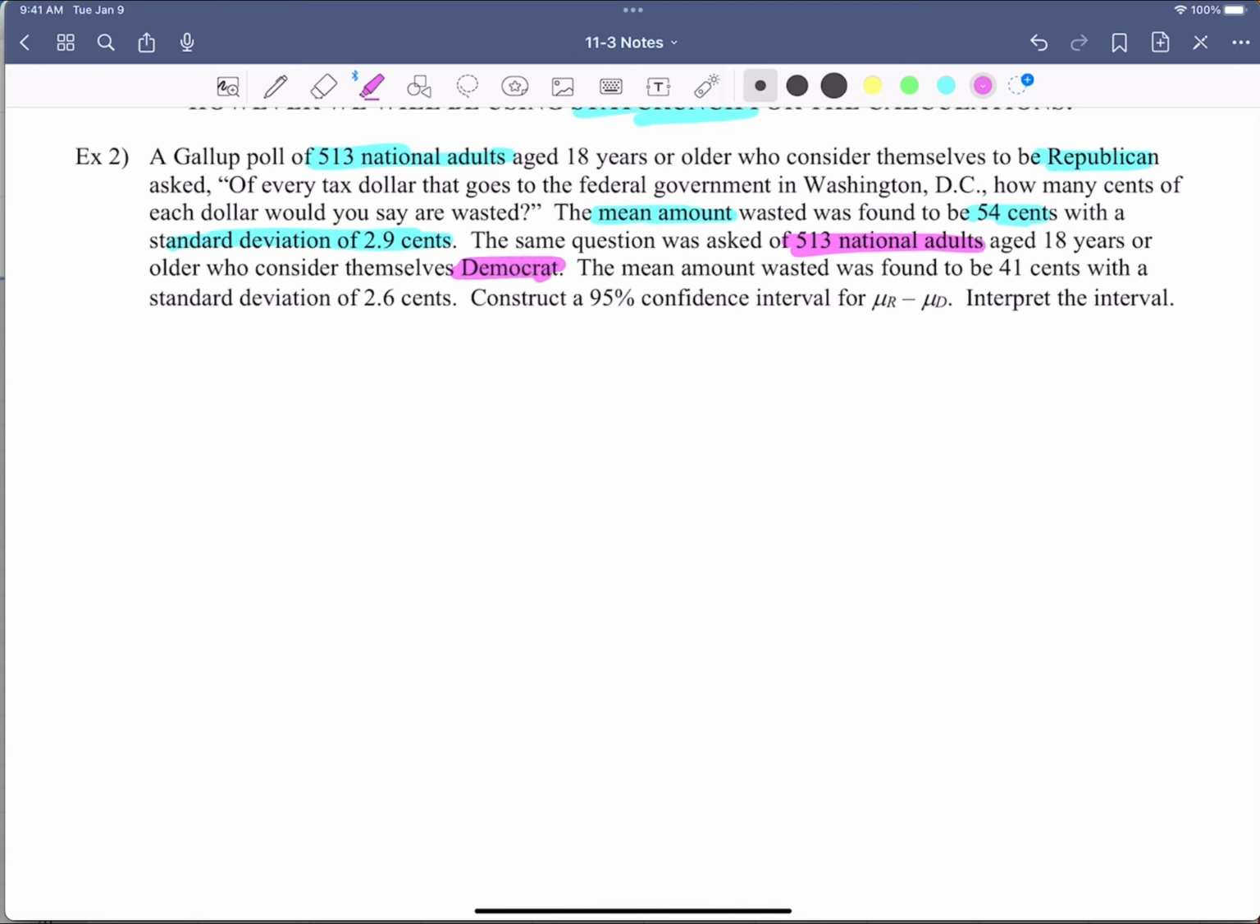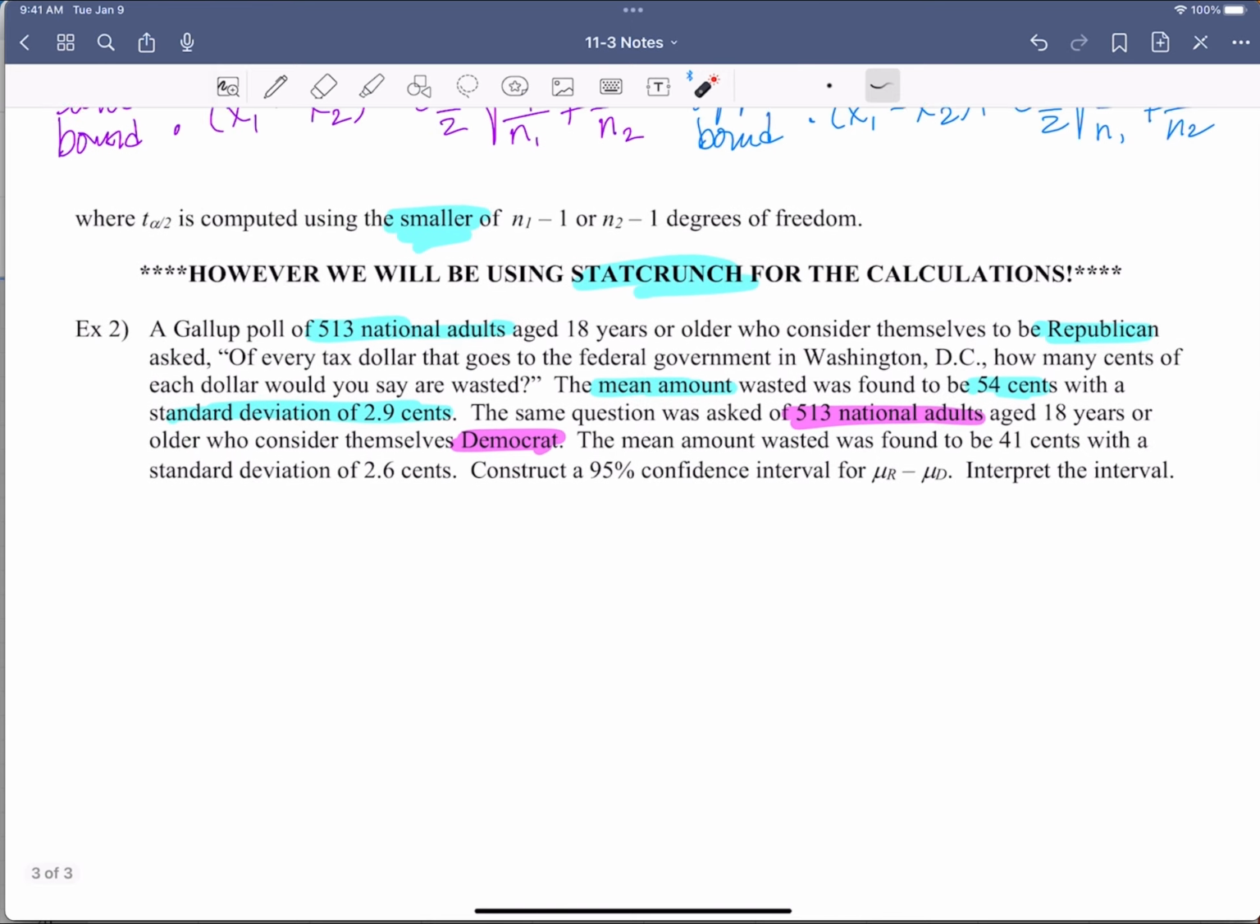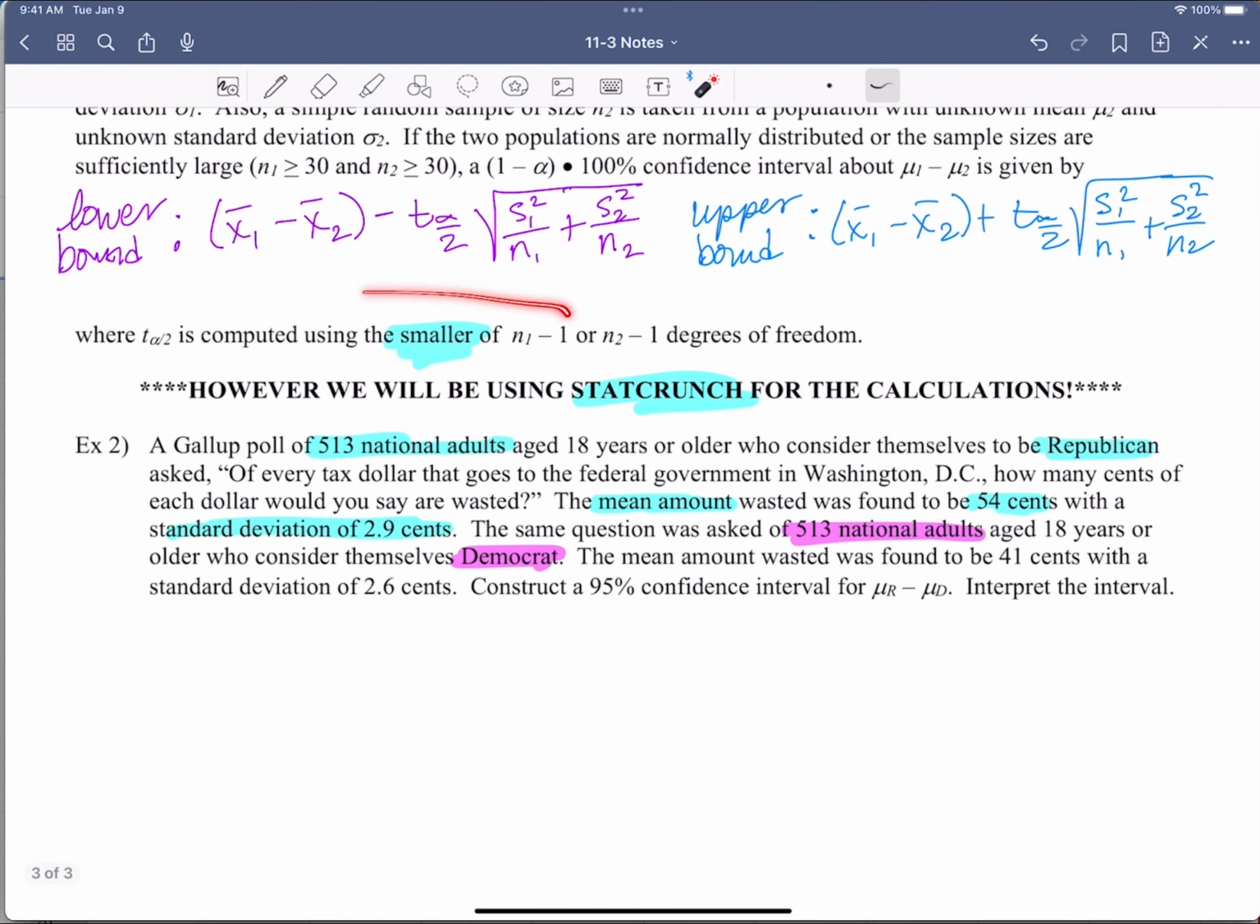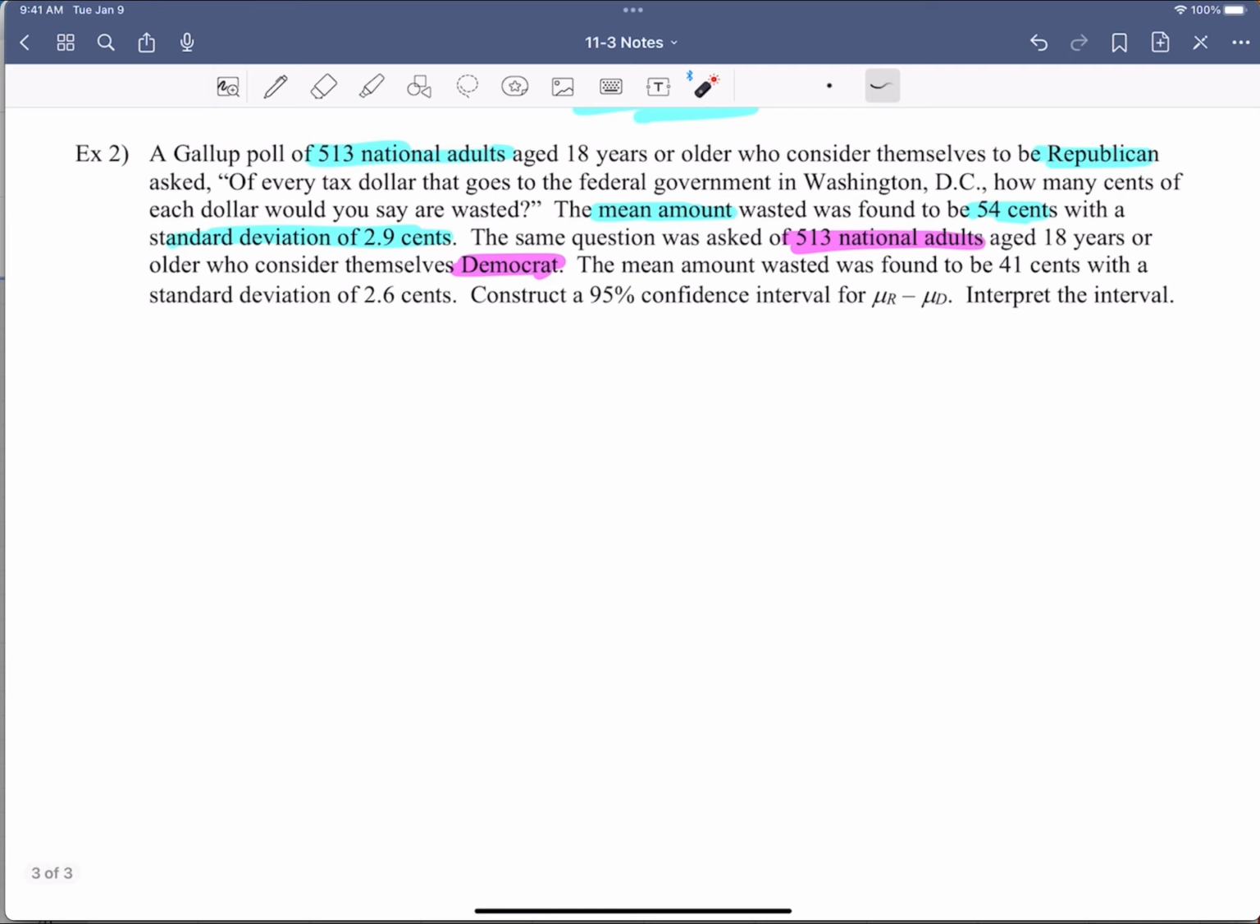Now here's the deal. This one happens to be the same. They both asked 513, but you don't have to. This happens to be the example the book puts together, but the reason why we have this caveat right here is because these could be different. Okay, sorry, I squirreled away on you there rather than just finishing my thought, but you get it. So 513 Democrats, the mean is 41 cents and a standard deviation of 2.6 cents. We are charged with constructing a 95% confidence interval for the mean of Republicans minus the mean of Democrats, and then we want to interpret that.